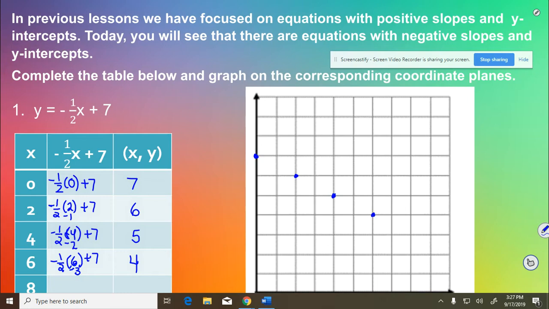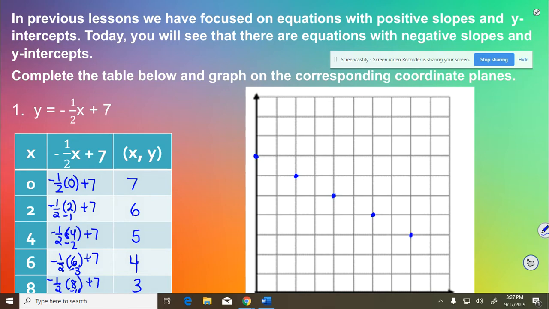And lastly, if I plug in 8, negative 1/2 of 8 plus 7, cuts the 8 in half, makes it negative 4. And then 7 minus 4, or negative 4 plus 7, is 3. So we can graph that one, all the way over to 8 and up to 3.